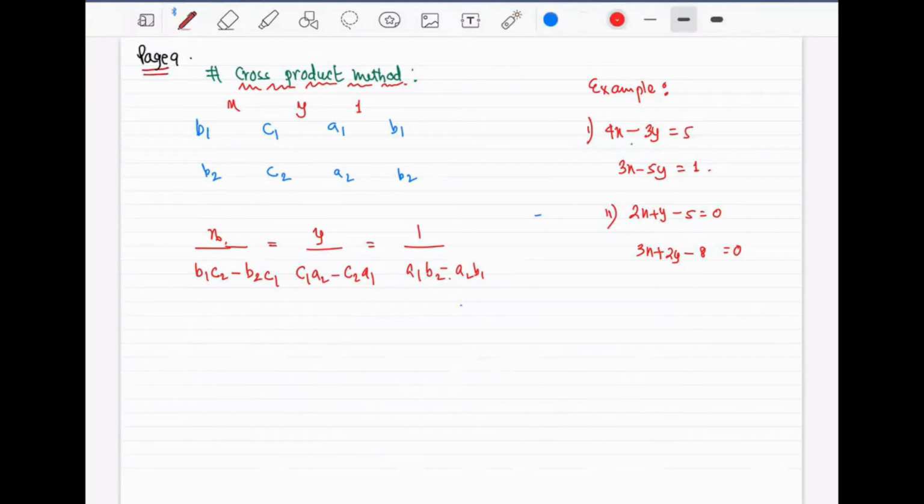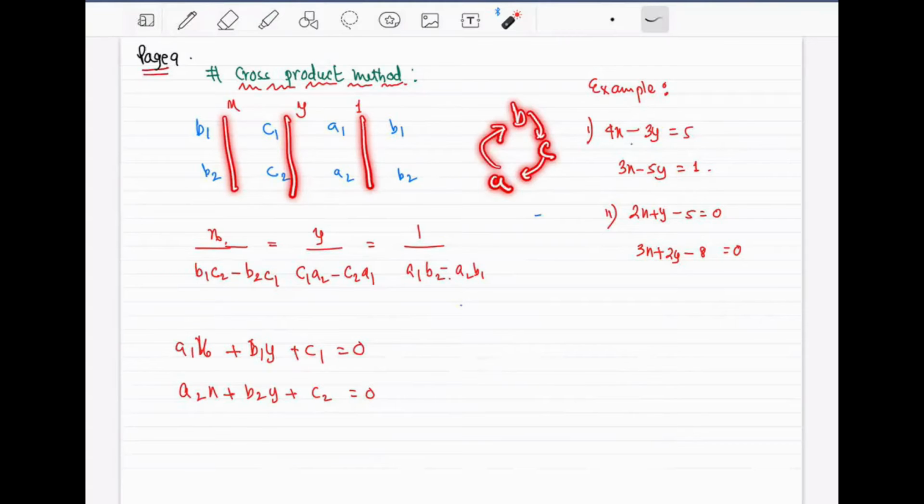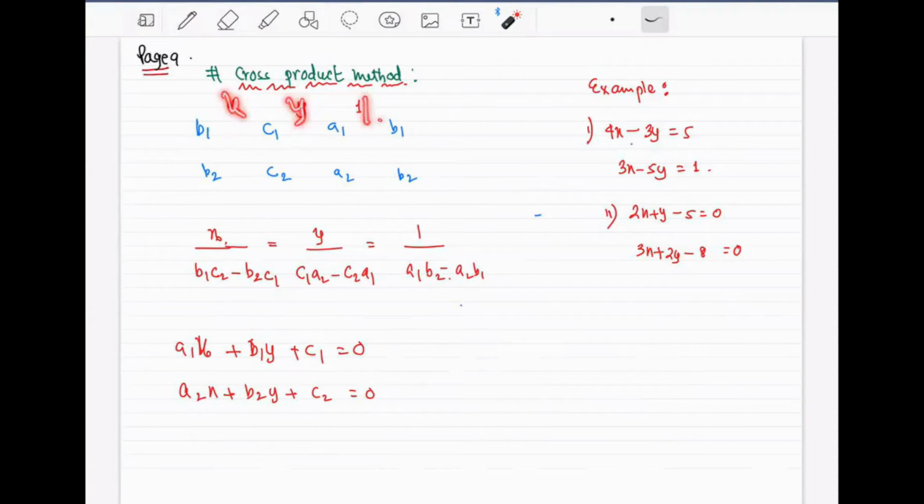So let's say I have two equations in summary, a1x plus b1y plus c1 is equal to 0. I have another, a2x plus b2y plus c2 equal to 0. Here we have such two equations. I'm taking out the coefficients b1, b2, c1, c2, a1, a2, and then I'm arranging them starting with b. b1, b2, c1, c2, a1, a2, b, c, a. You go in this cycle. And then you put x, y, 1 in between the four.